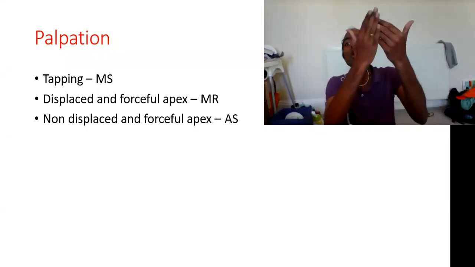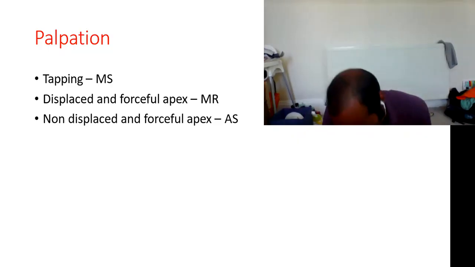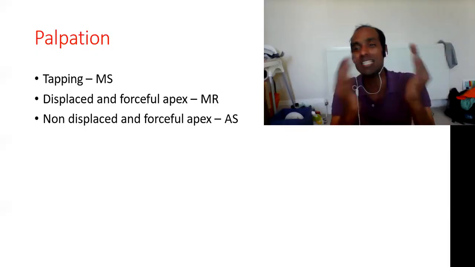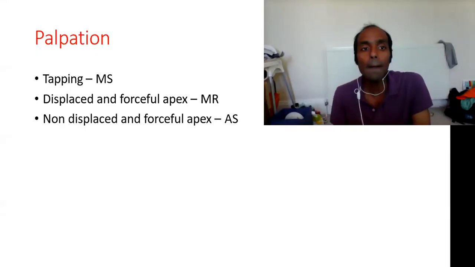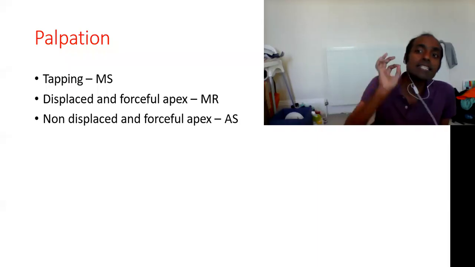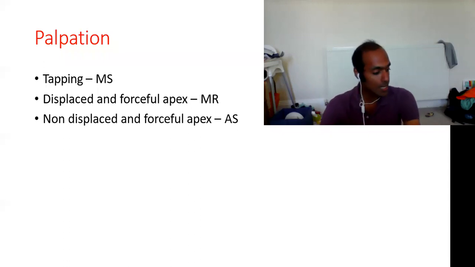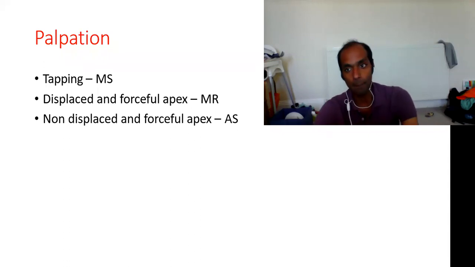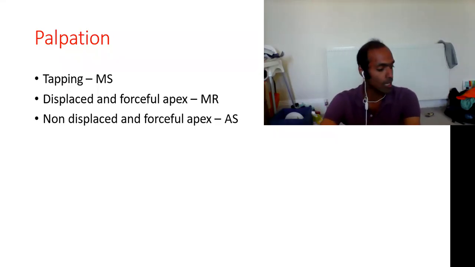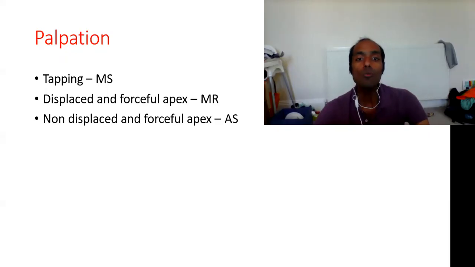It should suddenly close. So that causes a very loud first heart sound because of the sudden closing or snapping of the mitral valve leaflets. Okay? And that's what generates a tapping apex. As I described earlier, tapping apex is a palpable first heart sound in the mitral area. Okay. Now we move on to mitral regurgitation.